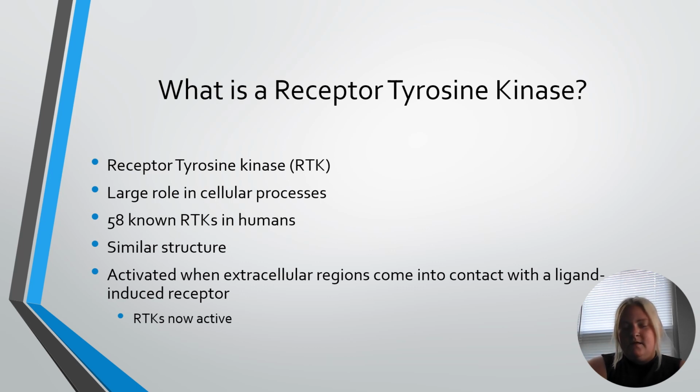Each RTK contains an extracellular ligand-binding domain, a single transmembrane helix, and a carboxyl group. RTKs are activated when growth factor ligands bind to the extracellular regions of the RTKs, and the receptor is activated by the ligand-induced dimerization and/or oligomerization.